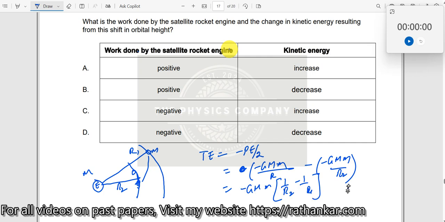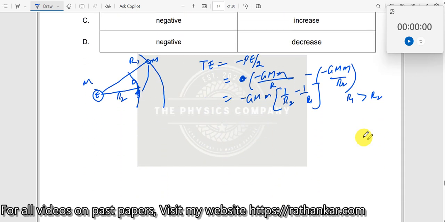Since R1 is greater than R2, 1 by R1 will be less than 1 by R2. In other words, 1 by R2 will be greater than 1 by R1, which means the quantity inside this bracket is greater than 0. But here you see this becomes negative. Thus the total energy is still negative only.